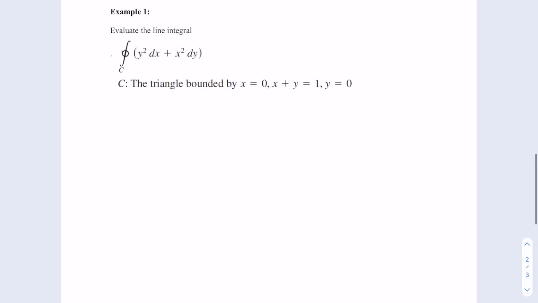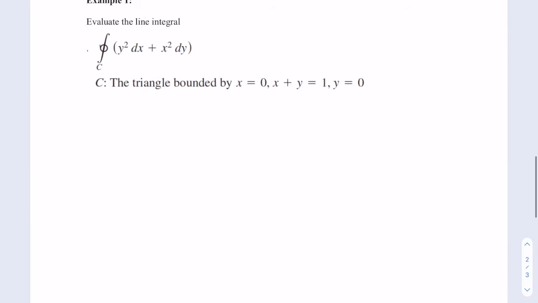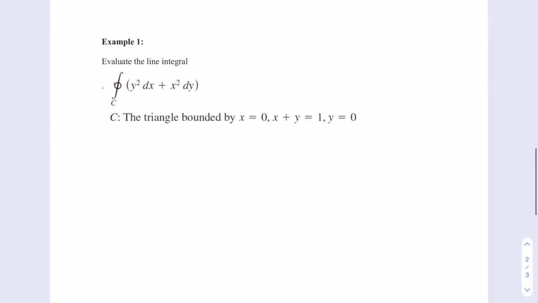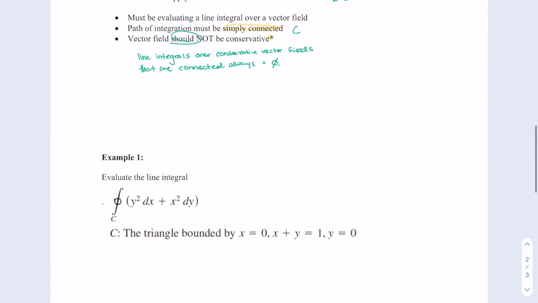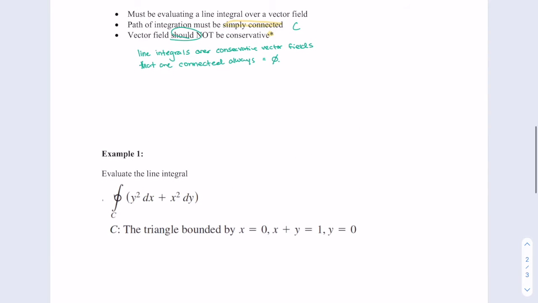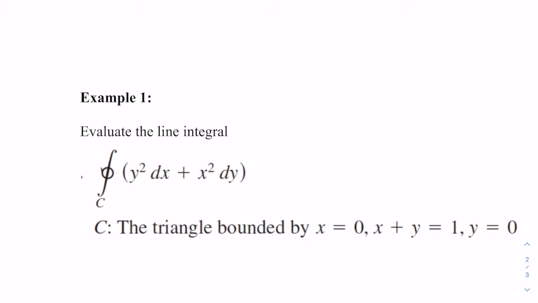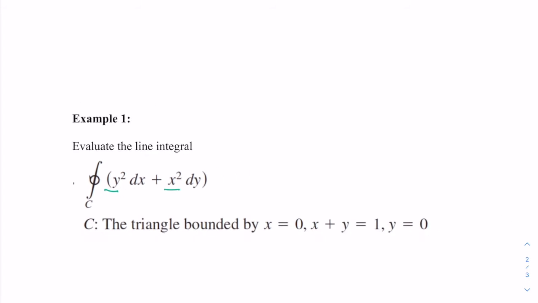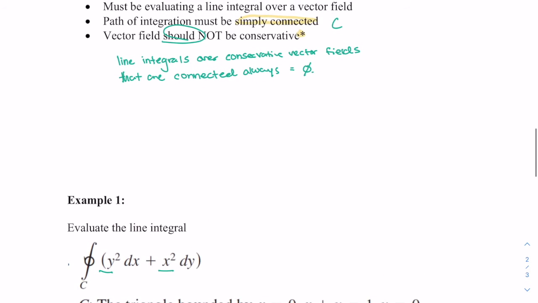So let's look at example 1. We're going to evaluate the following line integral, and I guess we can just check off some of our conditions, at least for the first one. So we must be evaluating a line integral over a vector field. Check. It's a line integral where this is the M and the N component of F. Let's see. The path of integration must be simply connected.